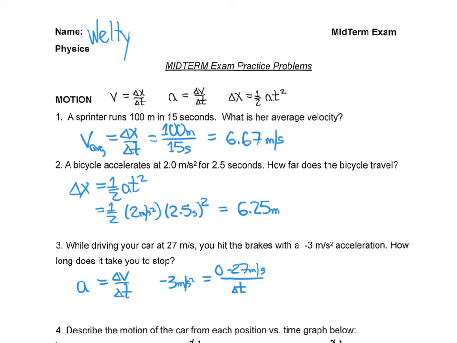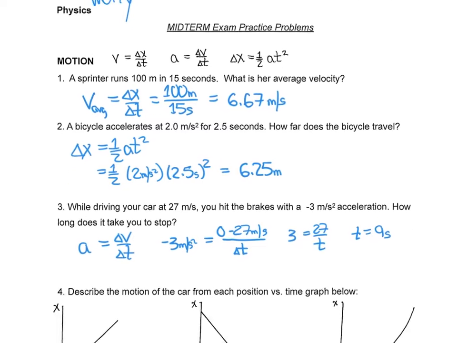So these negative signs are going to cancel out. I'm going to have 3 equals 27 over t. So what do I divide 27 by to get 3? That is obviously 9 seconds. Got it. All right, upward and onwards, folks.